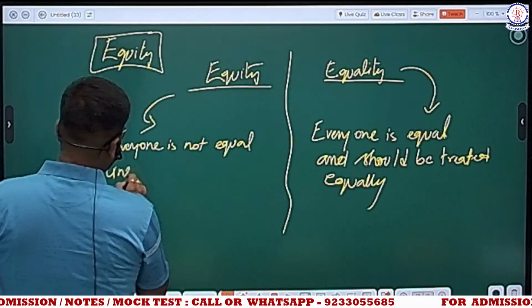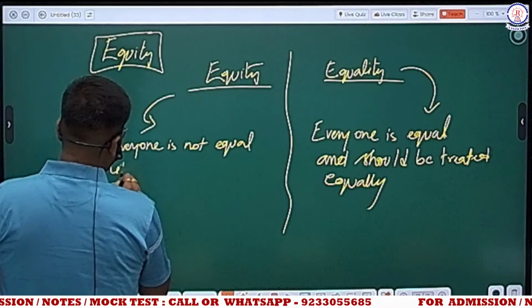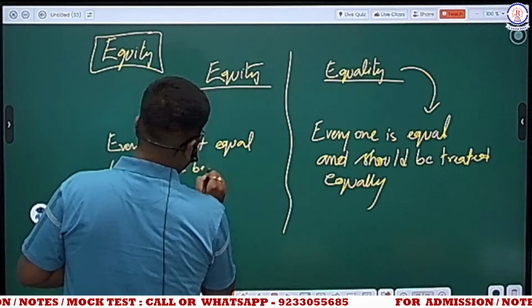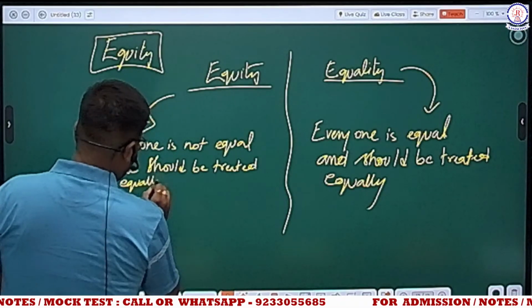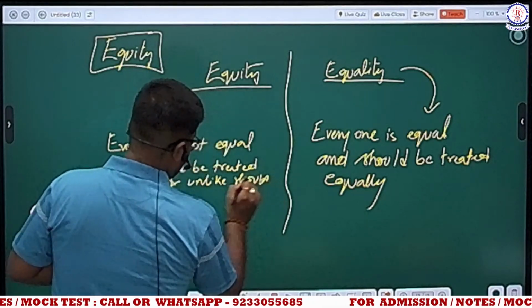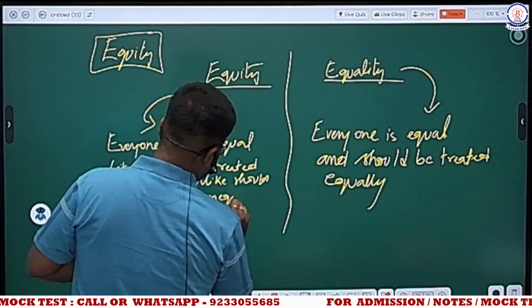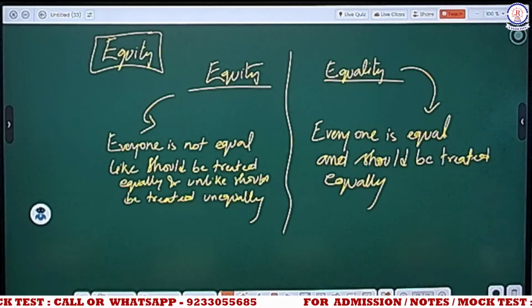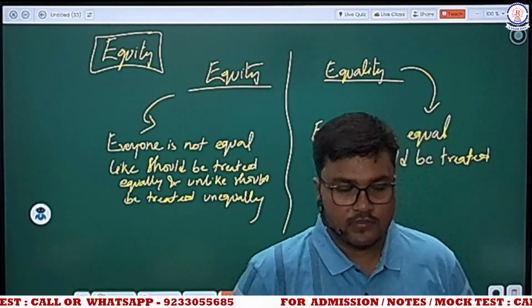Basically, like should be treated equally and unlike should be treated unequally. In the equity case, the same example: 100 people are there, 100 senior citizens were there.